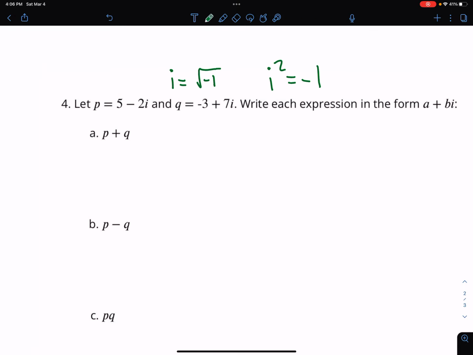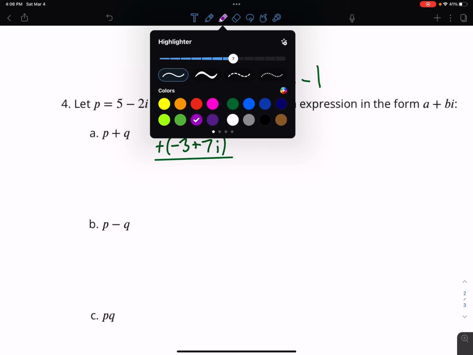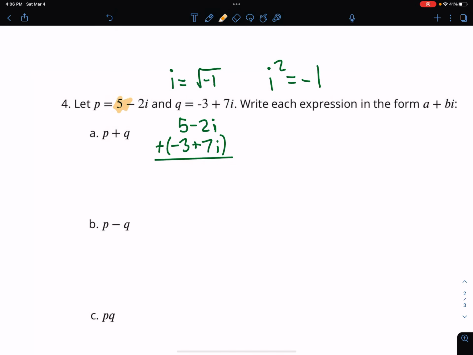So first, let's add them up. I would recommend taking your two numbers, this binomial here. It's got two terms, 5 and negative 2i. And we're going to add it to negative 3 plus 7i. Technically, there's a little parentheses around here, kind of. I'm going to highlight this just so nobody's confused at all where this came from. Here's P, I'm adding P in orange to Q, which I'll highlight in purple.